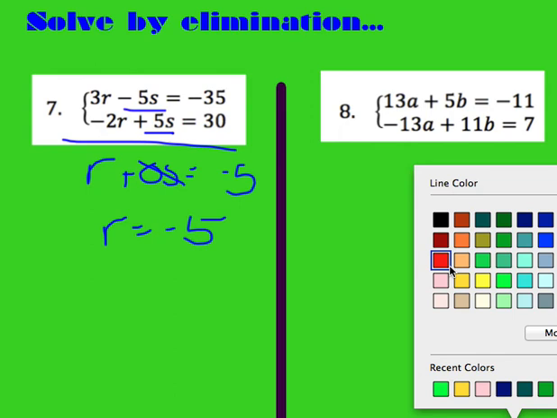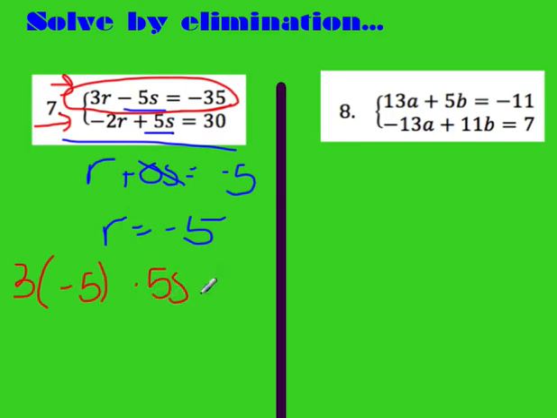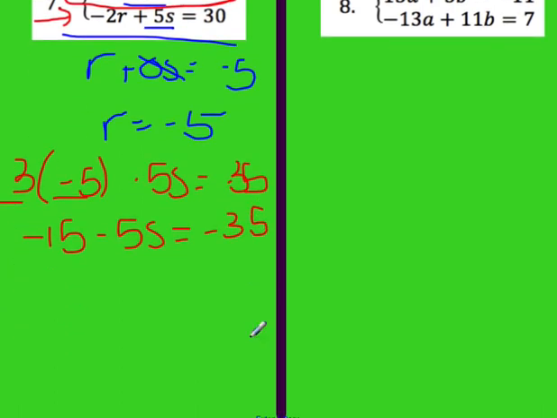So I can take one of these equations and plug r back in. I'm going to plug it back in for this equation right here. So then I have 3, and now instead of writing r, I'm going to plug in that negative 5 instead. Minus 5s is equal to negative 35. Well, 3 times negative 5 is negative 15. Minus 5s is equal to negative 35. Then I'm going to add 15 to both sides.